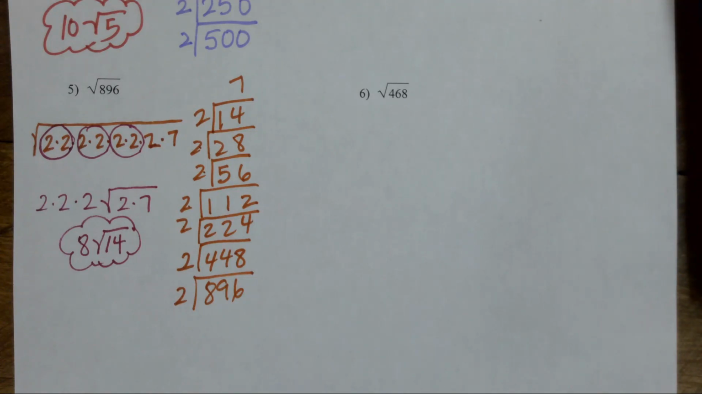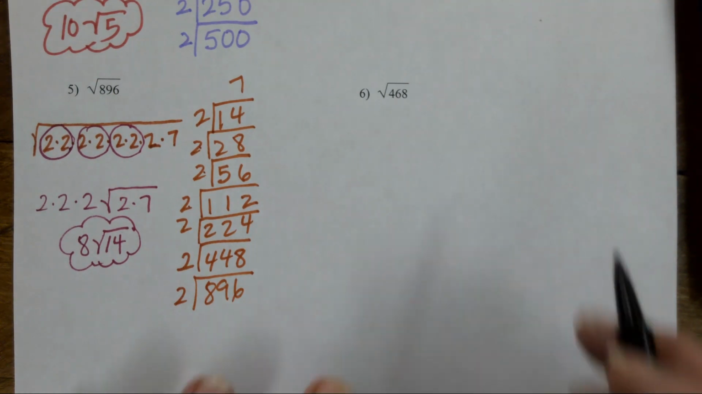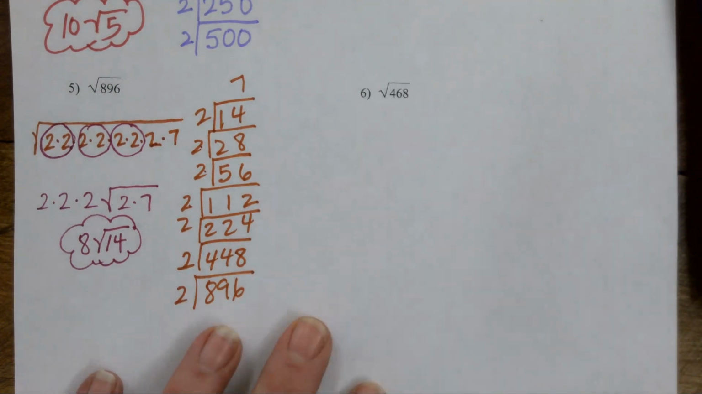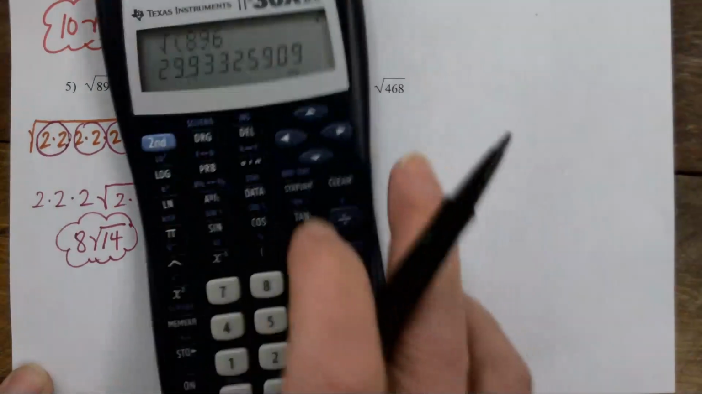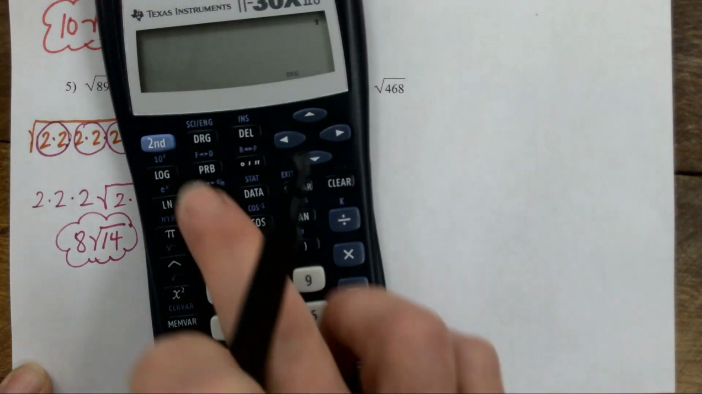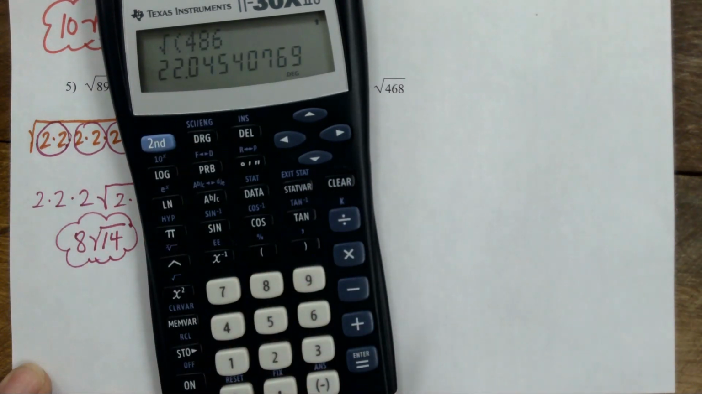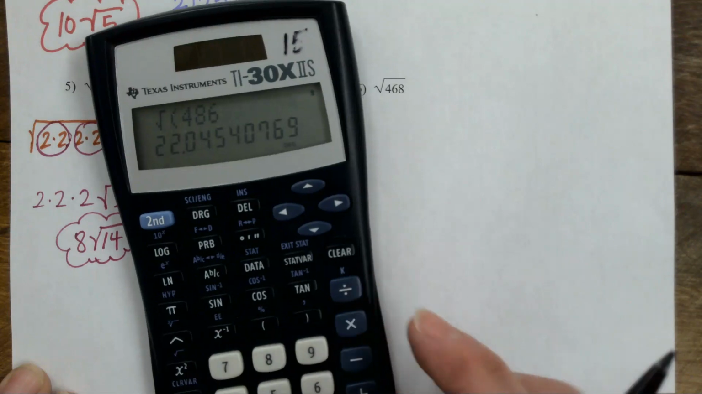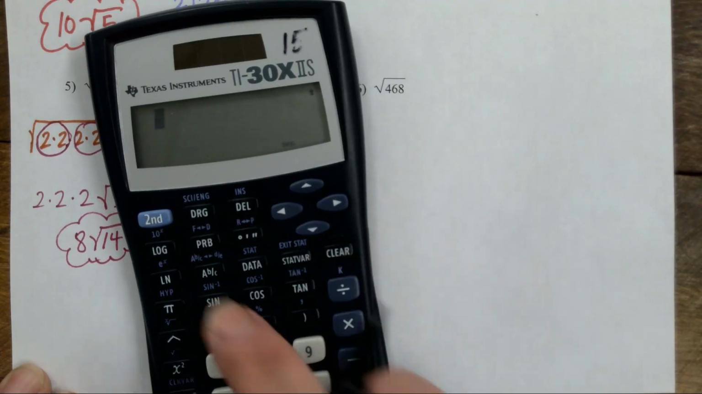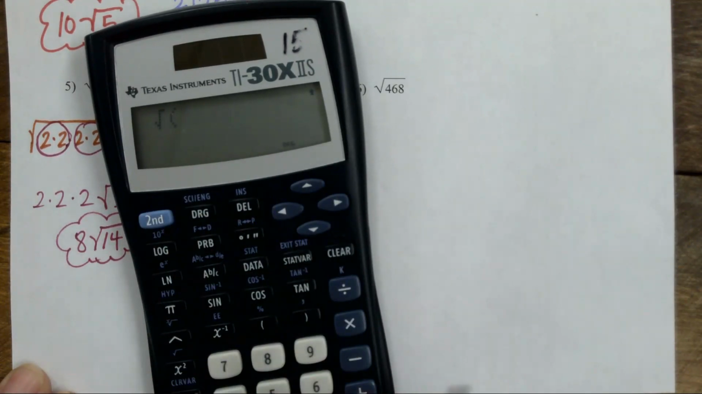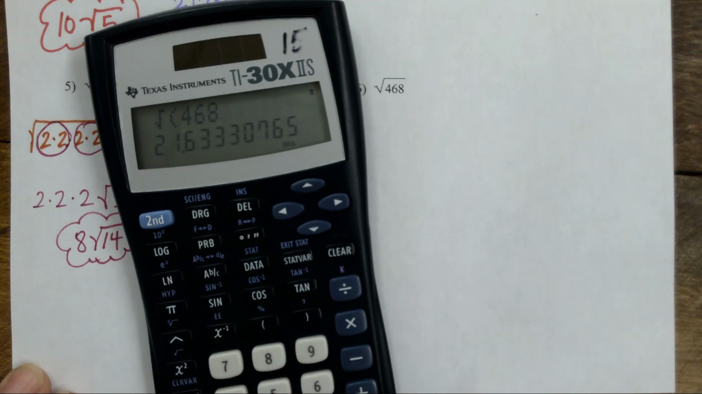All right, we're down to our very last problem, you guys. The last one that we're going to do together, and then I'm going to let you try a few on your own. What's the first thing I want to do? Check it. Square root of 468. Is it rational or irrational? It's irrational.